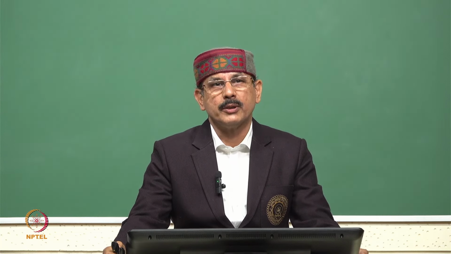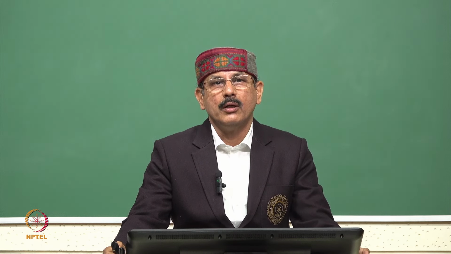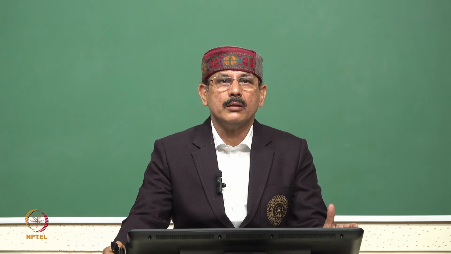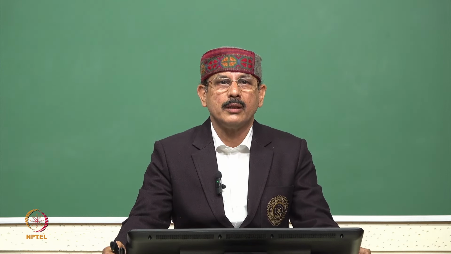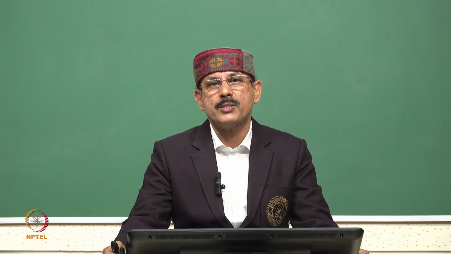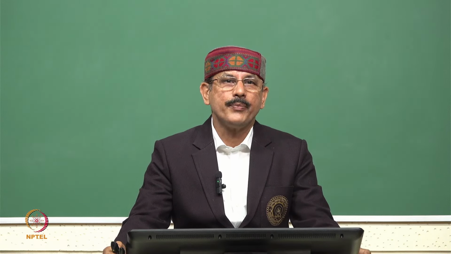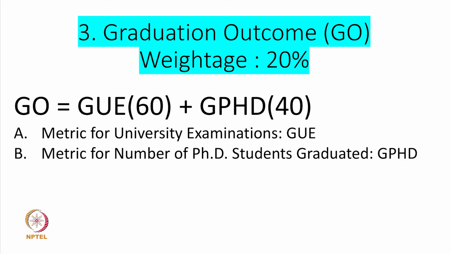The weightage is 20%. For the graduation outcome, 60% weightage is given to the metrics on university examinations, and then the metrics of the number of PhD students graduated. So under these two categories, the graduate outcome is calculated.